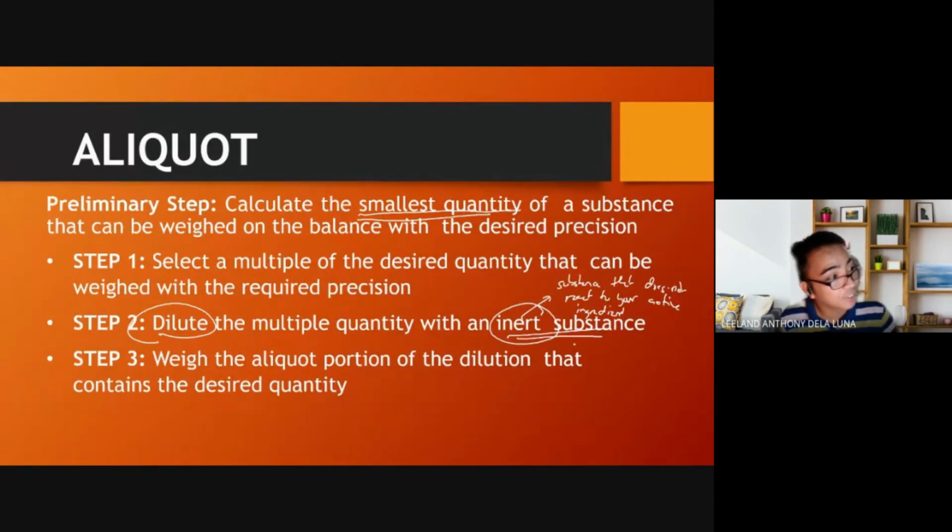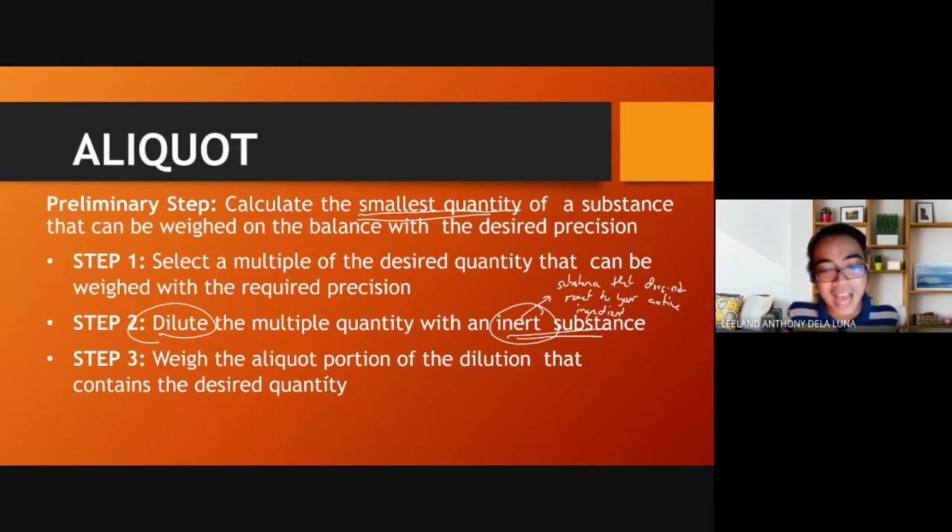Pwede rin naman starch because they don't react to our drug. Okay? Now, kung yan ay liquid, obviously, water. Hindi usually ang dilute na ginagamit natin. We use water. Kung yan ay gas, we usually use halogen gases. Okay, they are considered to be the inert gases that we have in our periodic table. Okay, and so on and so forth. Alright, so yun yung sinasabi natin pag inert. Hindi siya nag-react sa gamot natin. Okay, again, it's either lactose, pwede rin namang starch.